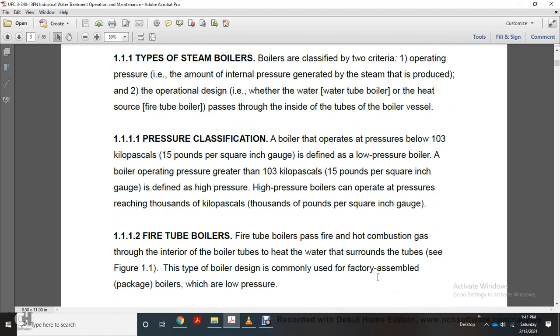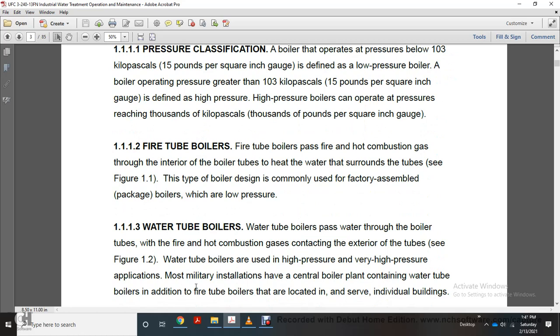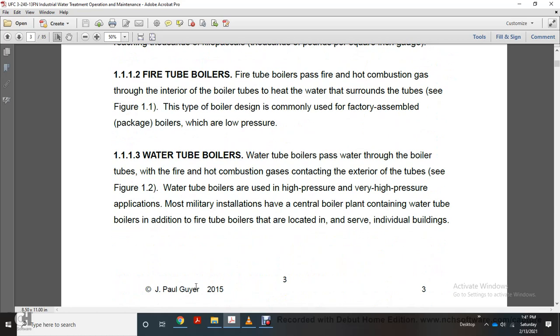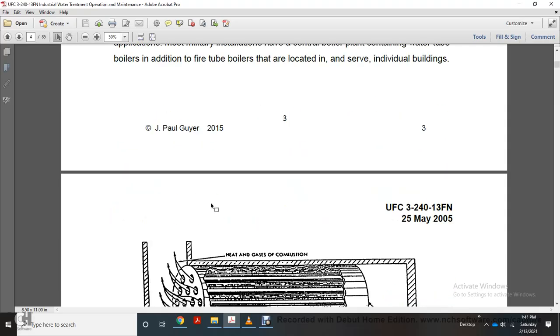Fire tube boilers. Fire tube boilers pass fire and hot combustion gases through interior boiler tubes, heating water surrounding the tubes. This is the type of boiler design commonly used with factory assembled package boilers, which are low pressure. Water tube boilers. Water tube boilers pass water through the boiler with fire and combustion gases contacting exterior tubes. Water tube boilers are used in high pressure and very high pressure applications. Many military installation central boiler plants contain water tube boilers in addition to fire tube boilers located in service of individual buildings.